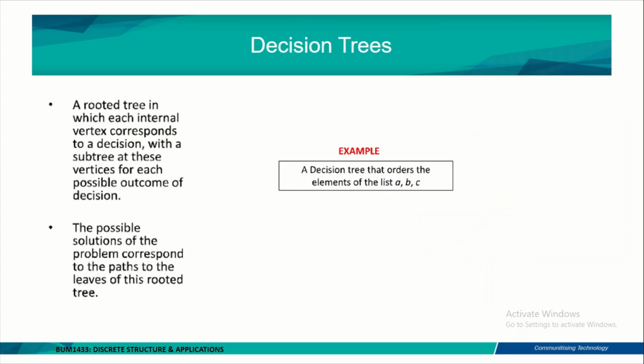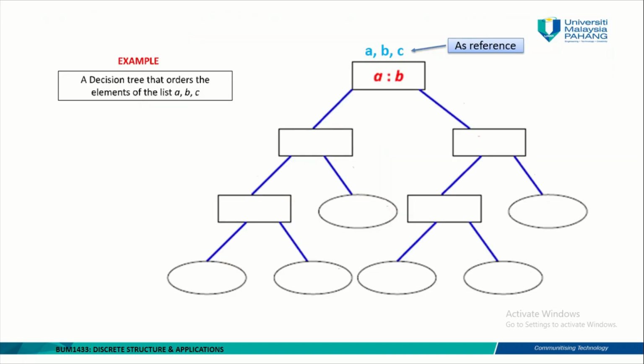Let's see the decision tree. A rooted tree in which each internal vertex corresponds to a decision, with a subtree at these vertices for each possible outcome of the decision. So we need to consider all the possible outcomes of the decision. The possible solutions of the problem correspond to the paths to the leaves of the rooted tree. So the possible solution is at the leaf of the tree. Let's see the example: a decision tree that orders the elements of the list A, B, C.